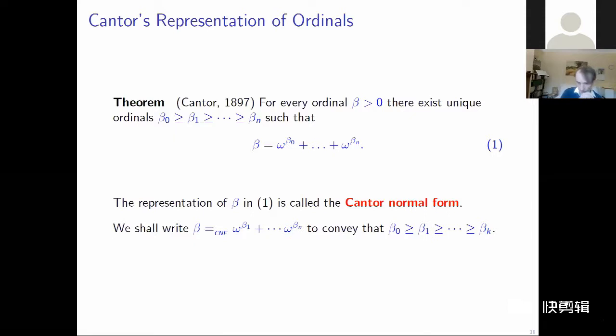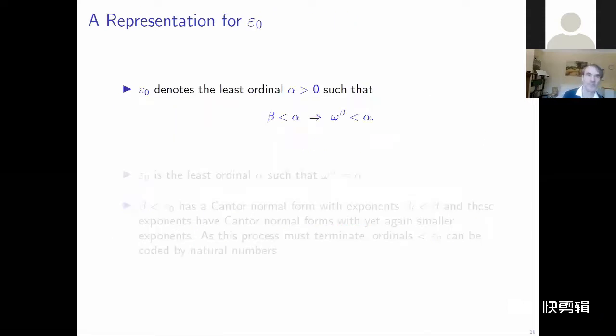And this leads to the ordinal epsilon 0. Epsilon 0 has different definitions. It is the first ordinal bigger than 0, such that whenever you take something smaller, beta less than alpha, then omega to the beta is still less than alpha. And another characterization is that it is the least ordinal alpha, so that omega to the alpha equals alpha.